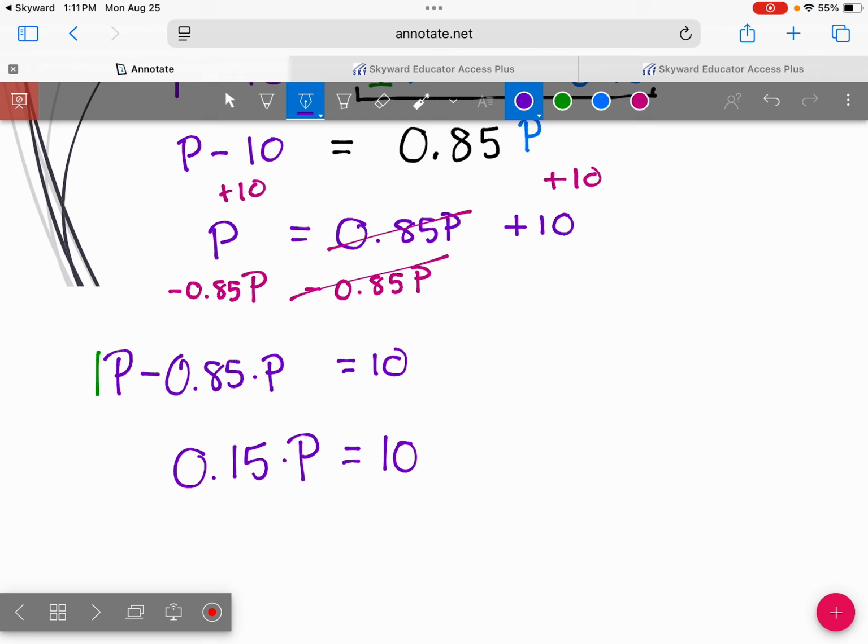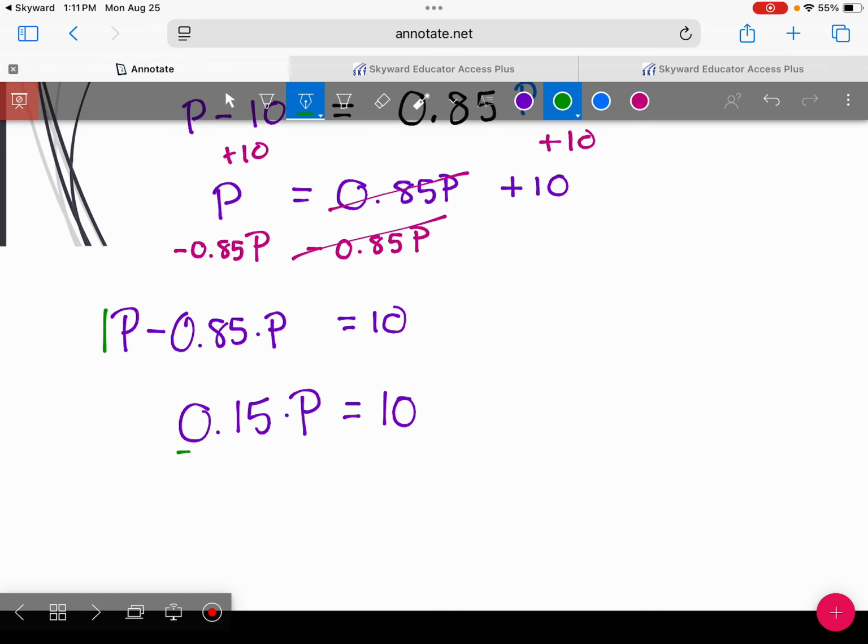Then we divide. Divide by what? 0.15. Right on. To undo multiplying is when we divide. If we want to undo adding and subtracting, that's when we're going to do more adding and subtracting. So just be careful. We had a lot of times today where we tried to divide when we felt like we should have.